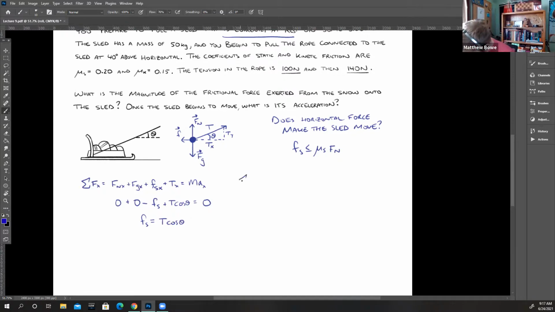Now let's find the y component. Y equals, same exact arrangement.